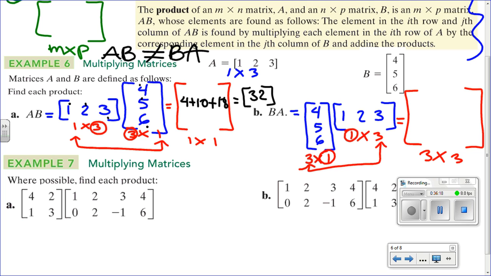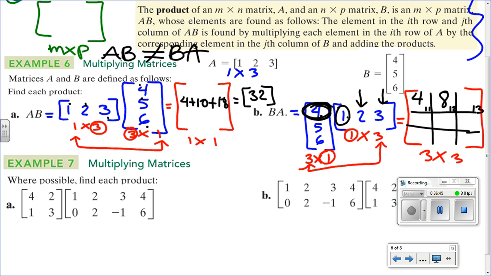Now let's do the other one. We know we're going to have 3 by 3, right? So this is first row, first column. This is the only entry from the first row, and this is the only entry from the first column. There's nothing else we add. So 4 times 1, 4. Then here we need first row, second column. 4 times 2, 8. And then we need first row, third column. 4 times 3, 12. All right, you guys do the rest.